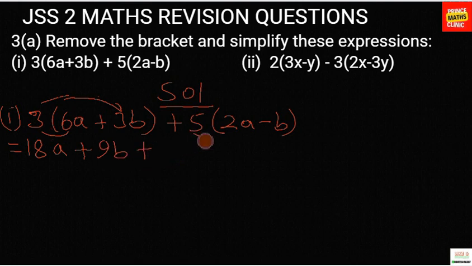Plus, you do the same thing here. 5 times 2a is 10a. Then 5 times b. Right? You have a negative, so it becomes minus 5b.